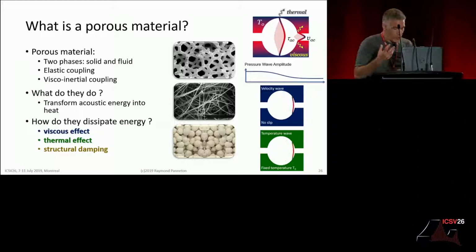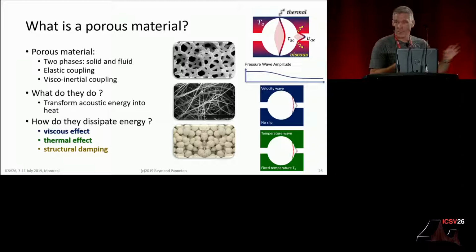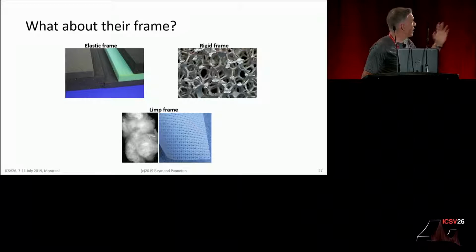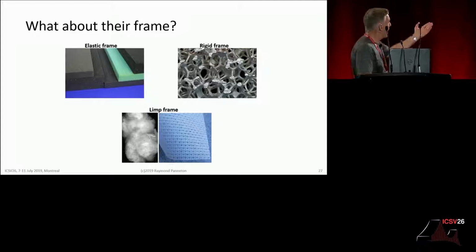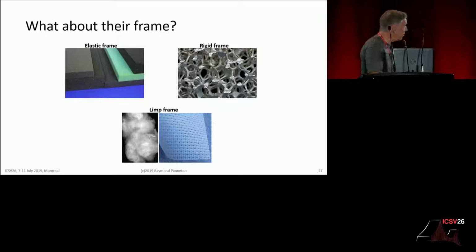So this is the thing that we have to know before trying to optimize the microstructure or the acoustic properties of material. So how can we model this? Well, before modeling this, let's see what they are exactly. We can define them by their frame: elastic frame, like polyurethane foam; rigid frame, like aluminum foam; limp frame, like limp wool, a low density wool, for instance.